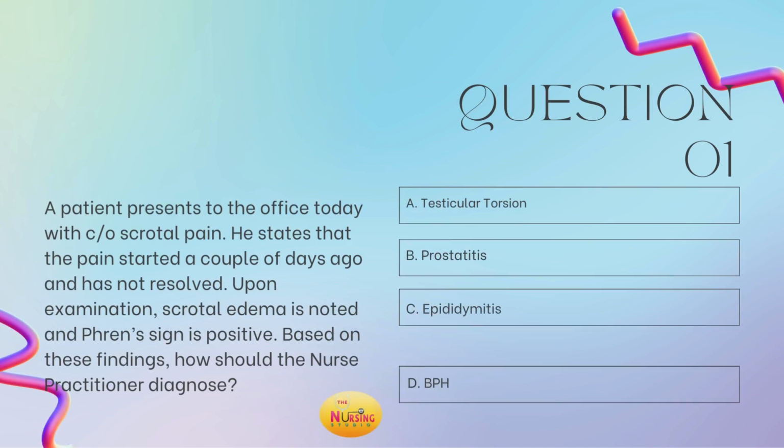Question number one states, a patient presents to the office today with complaints of scrotal pain. He states that the pain started a couple of days ago and has not resolved. Upon examination, scrotal edema is noted and Prehn's sign is positive. Based on these findings, how should the nurse practitioner diagnose? Is it A, testicular torsion, B, prostatitis, C, epididymitis, or D, BPH? Take a moment and tell me what you got in the comments, you guys.